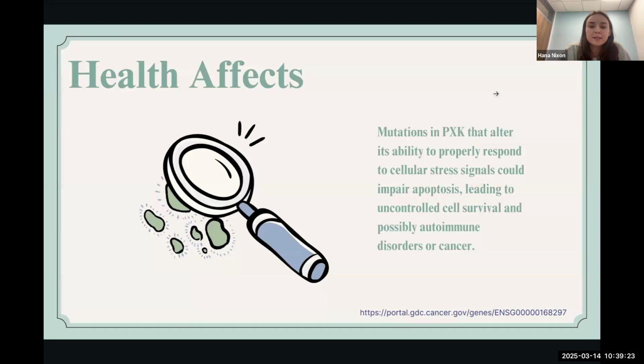As for health effects, since PXK is known to be used for lysosomal trafficking and endosomal trafficking, anything that alters its effects or its ability to properly function can impair apoptosis, which leads to uncontrolled cell survival, leading to cancer and autoimmune disorders such as lupus.